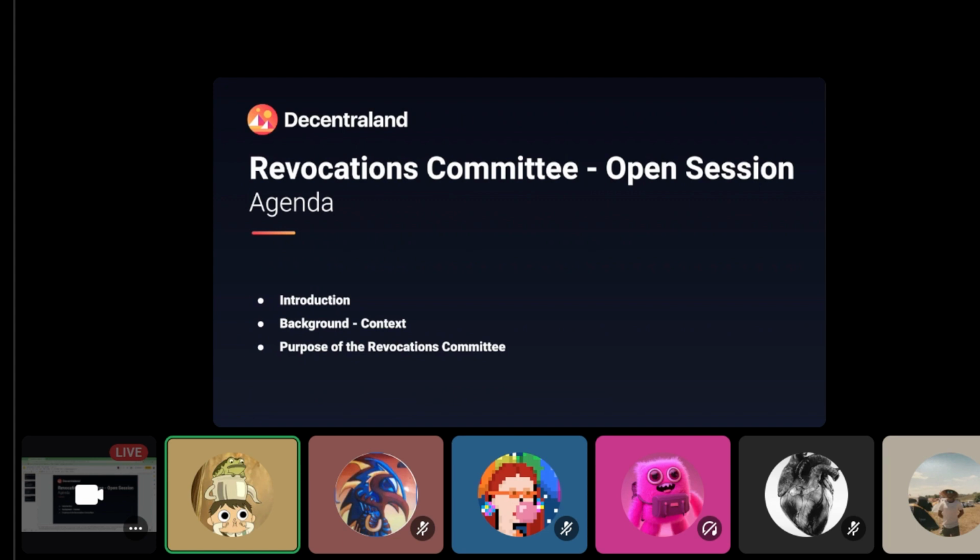This session is going to be held because after all the back and forth between the community and the Grant Support Squad, and after the last poll that the Grant Support Squad submitted, this was the way it was supposed to happen, the next step for selecting and approving the new committee members.